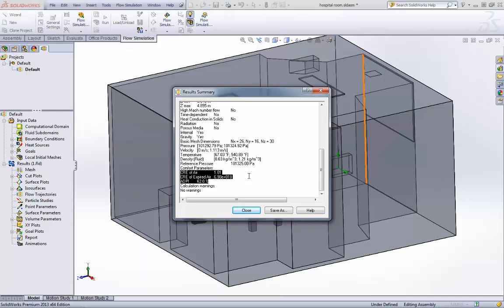So the CRE, the higher the number, the better. If the number goes below 1, it's a very poor effectiveness. It doesn't have a good effectiveness of removing the air.